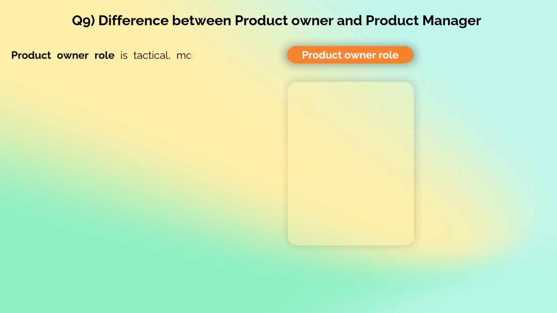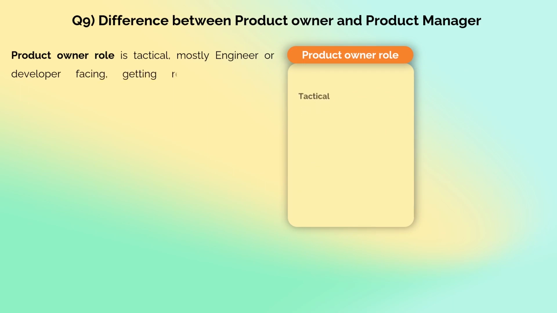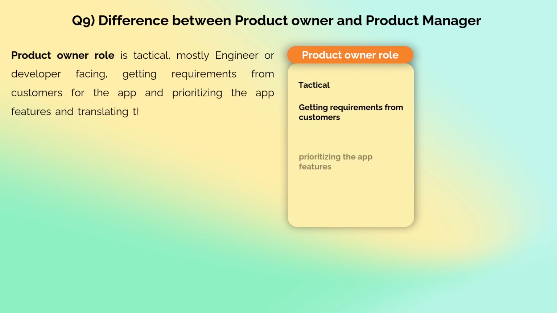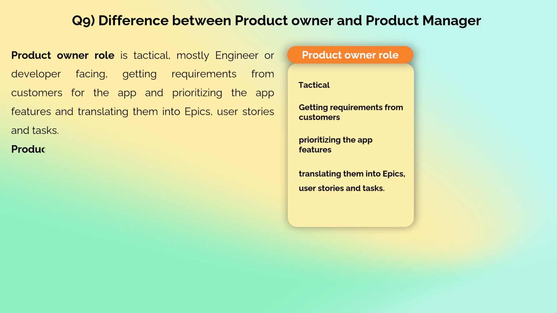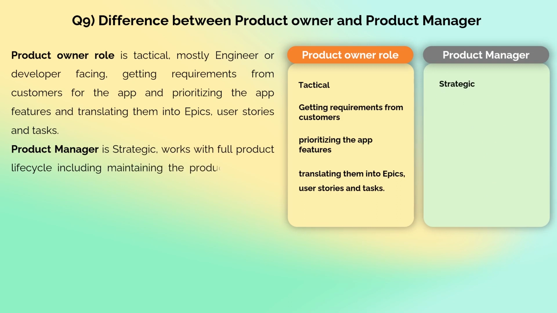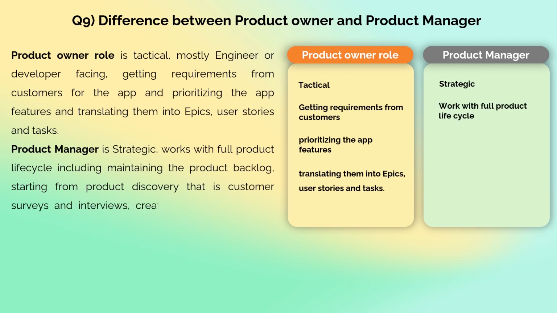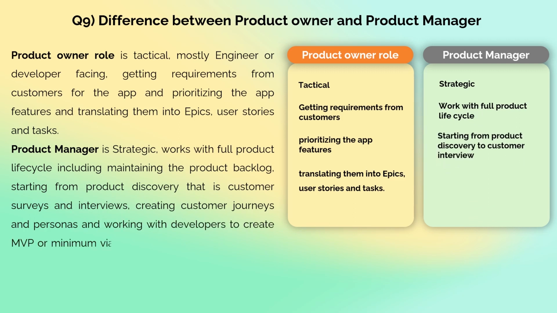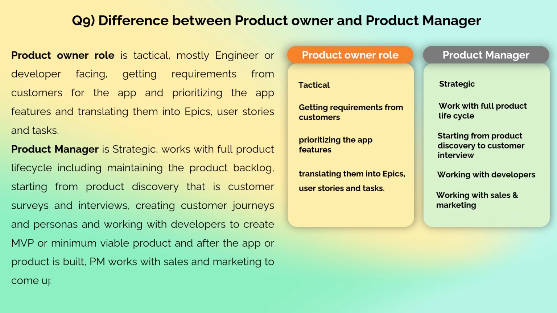Difference between product owner and product manager. Product owner role is tactical, mostly engineer or developer facing, getting requirements from customers for the app and prioritizing the app features and translating them into epics, user stories, and tasks. Product manager is strategic, works with the full product lifecycle, including maintaining the product backlog, starting from product discovery, that is customer surveys and interviews, creating customer journeys and personas, and working with developers to create an MVP, or minimum viable product. And after the app or product is built, the PM works with sales and marketing to come up with a GTM, or go-to-market strategy.